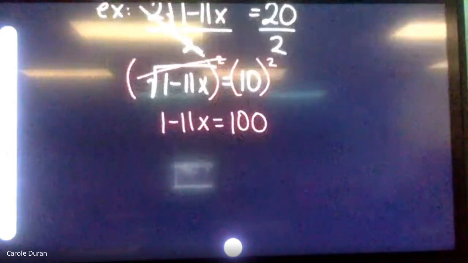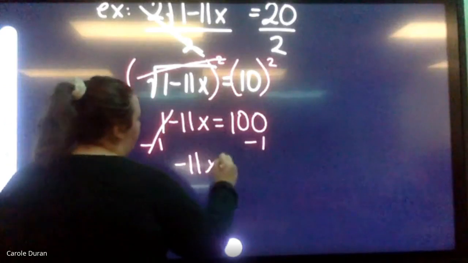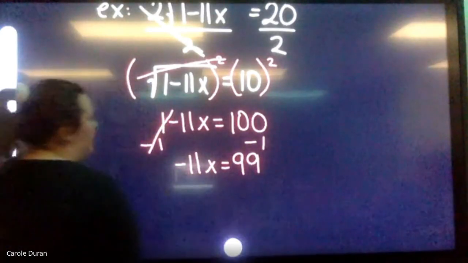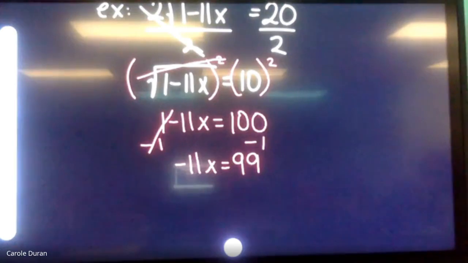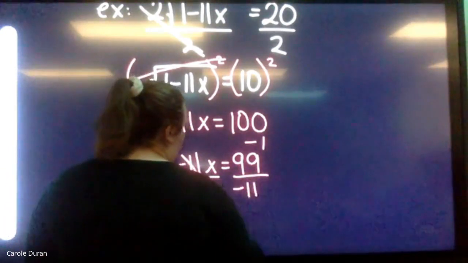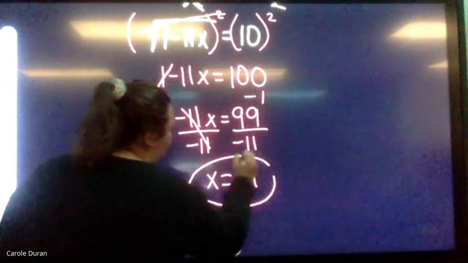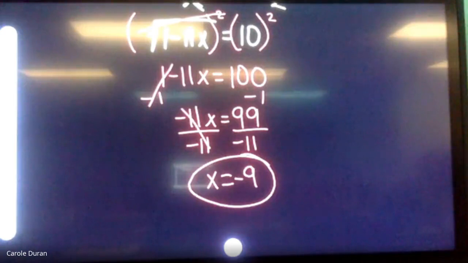Now we can subtract the 1 over. And I'm left with negative 11x equals 100 minus 1, which is 99. Madison, what do I do next? Divide the negative 11. And I get x equals what? Negative 9. How do we feel so far? Okay-ish? Ish, maybe.